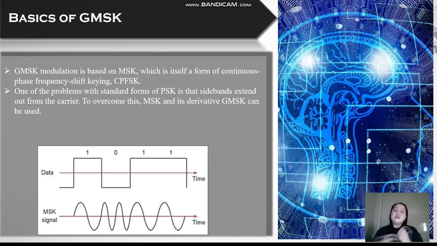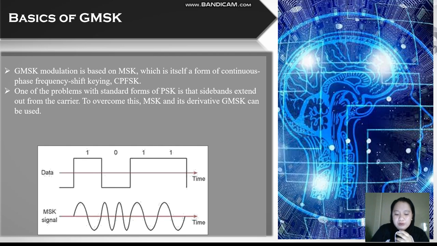So what are the basics of GMSK? GMSK modulation is based on MSK, which itself is a form of continuous phase frequency shift keying, or CPFSK. One of the problems with the standard form of PSK is that sidebands extend out from the carrier. To overcome this, MSK and its derivative GMSK can be used. So the MSK and also the GMSK modulation are what is known as continuous phase schemes.